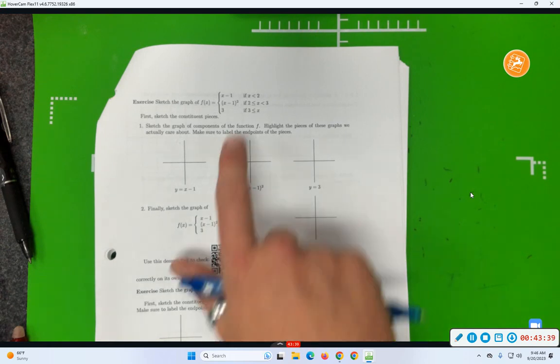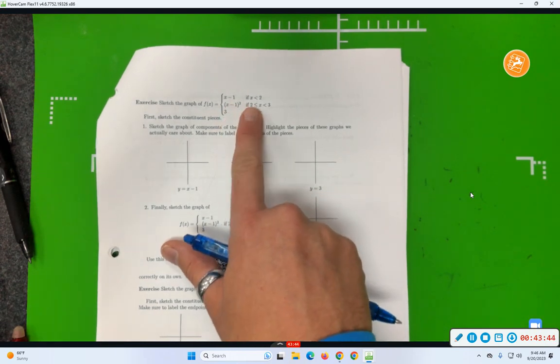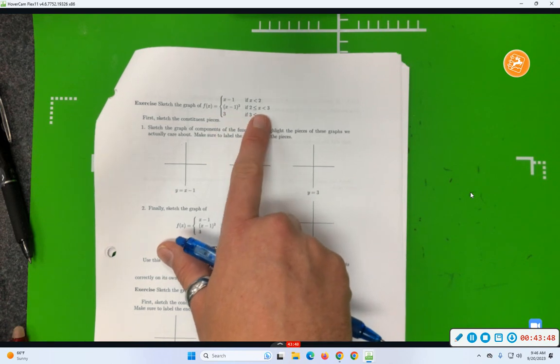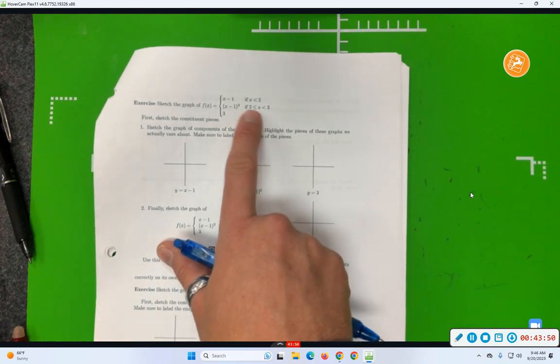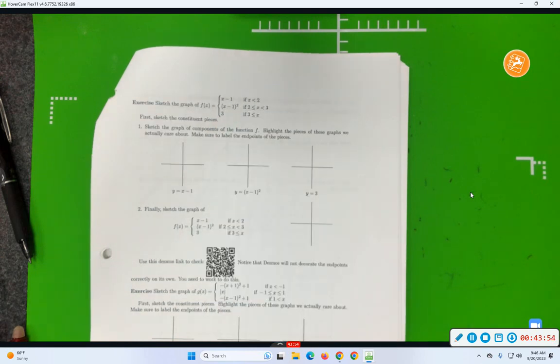So let's try this. Let's sketch the graph of f of x equals x minus 1 if x is less than 2, x minus 1 quantity squared if x is between 2 and 3, and just 3 if 3 is less than or equal to x. And let's just do them one at a time. Y equals x minus 1. Tell me what that graph looks like.